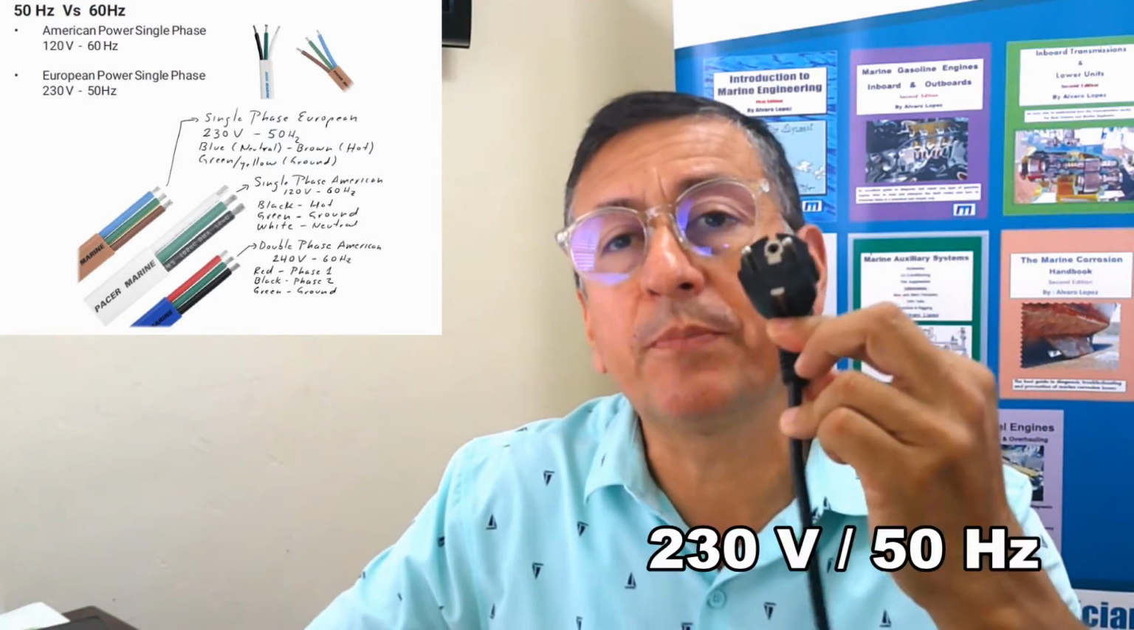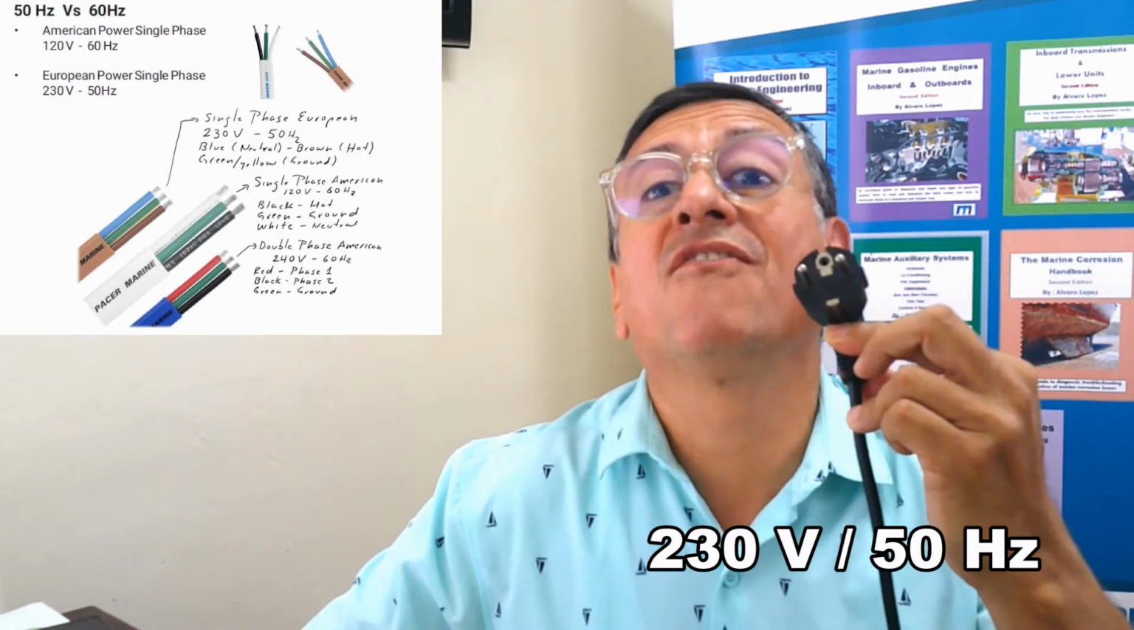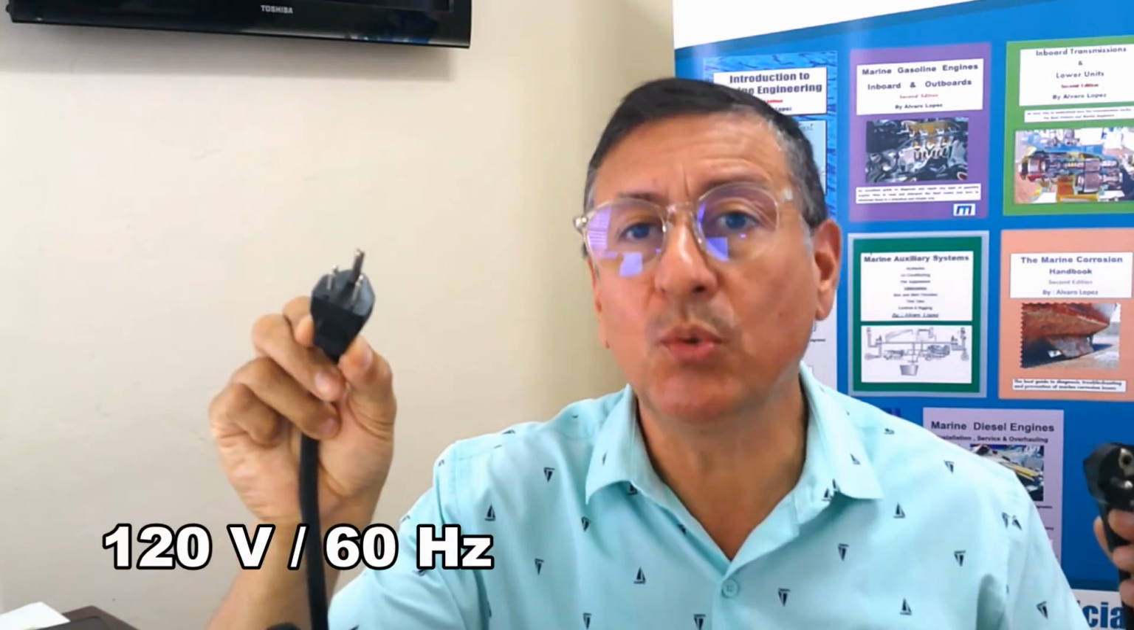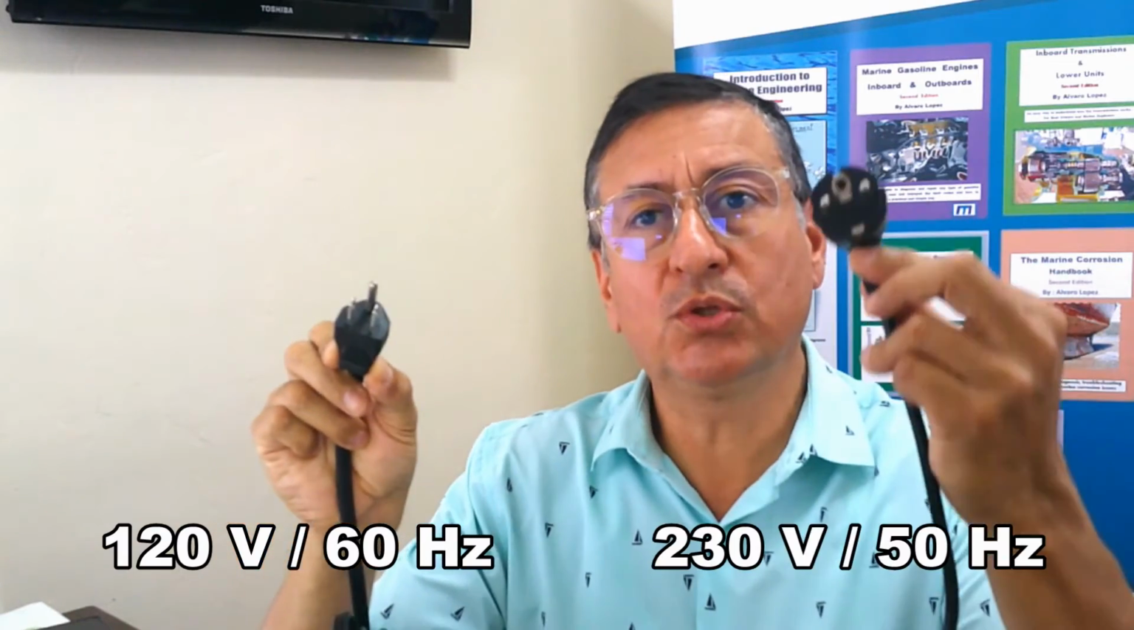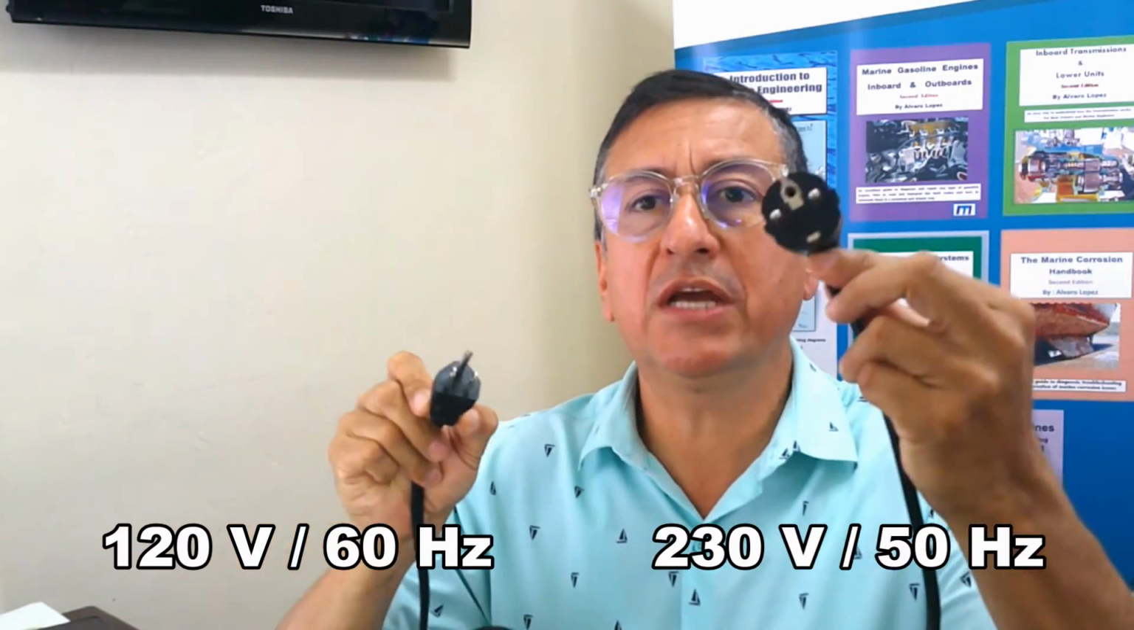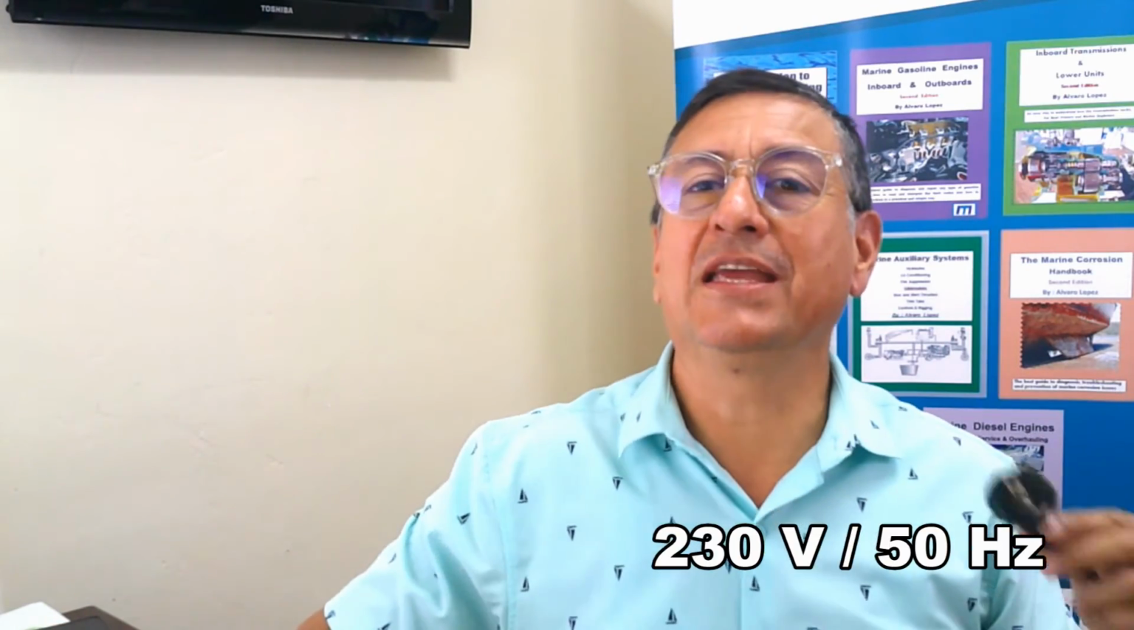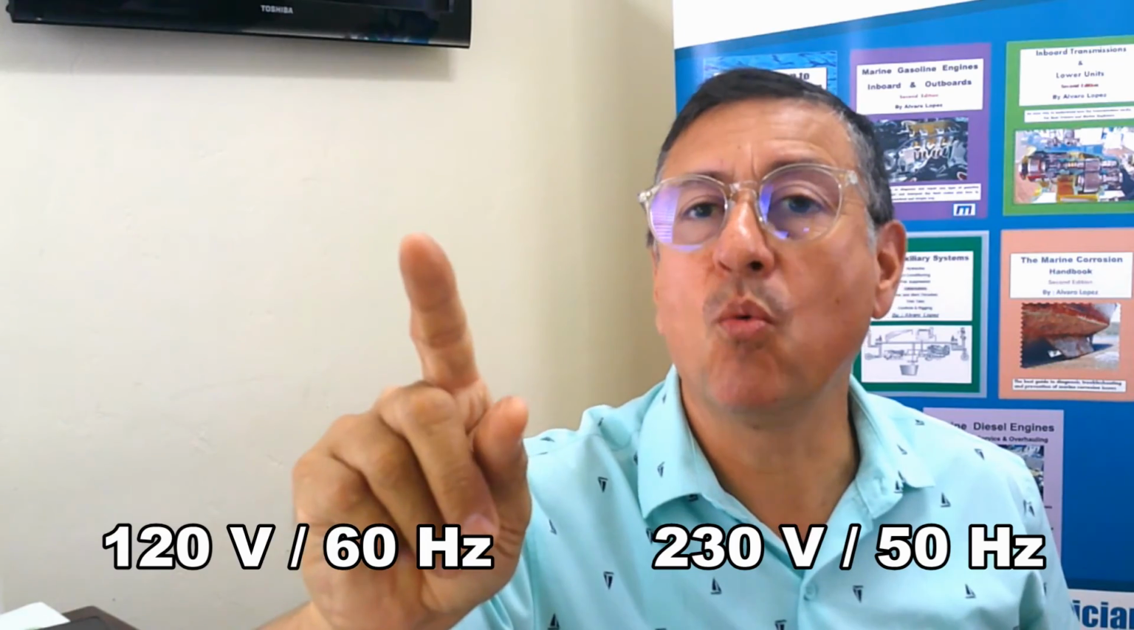In one phase European, you have 230, 50 hertz. In one phase American, you have 120, 60 hertz. 230, 120. That's the main difference. In European power, in one phase, 230 volts. In American power, in one phase, 120 volts.